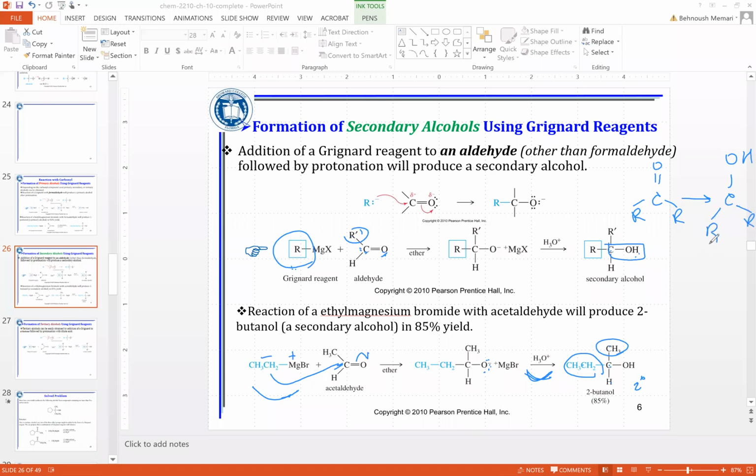You have your R and R from the ketone, so you have two alkyl groups already attached to this carbon. You also have your RMgX, and this R group is also going to form a bond with this carbon. So you actually have an R group here too. If your ketone already has two R groups attached to this carbon, and Grignard is adding a third R group, then the carbon is attached to three other carbons and is tertiary. So Grignard plus ketone will give you tertiary alcohol. Grignard plus aldehyde will give you secondary alcohol.